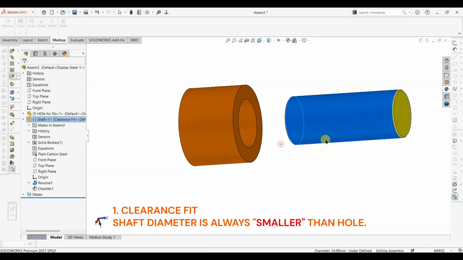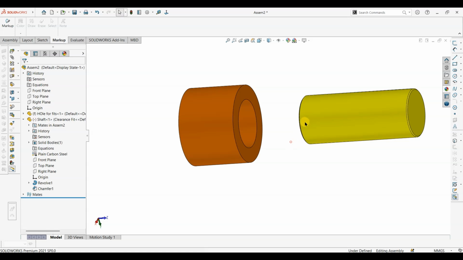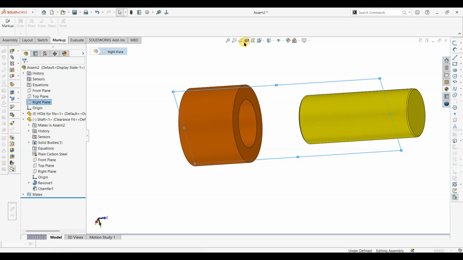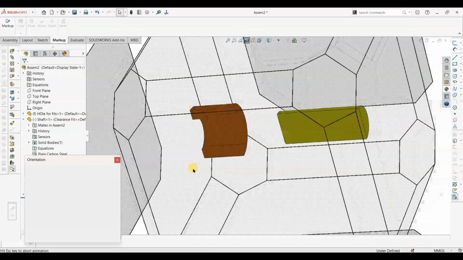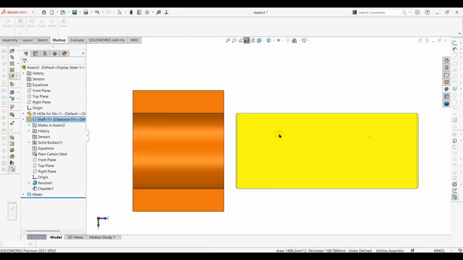In clearance fit, the shaft diameter is always smaller than the hole diameter. So this is a shaft, this is a hole, and this shaft outer diameter is always smaller than the hole diameter. First I will take a section view, and suppose I want to insert this shaft into the hole.